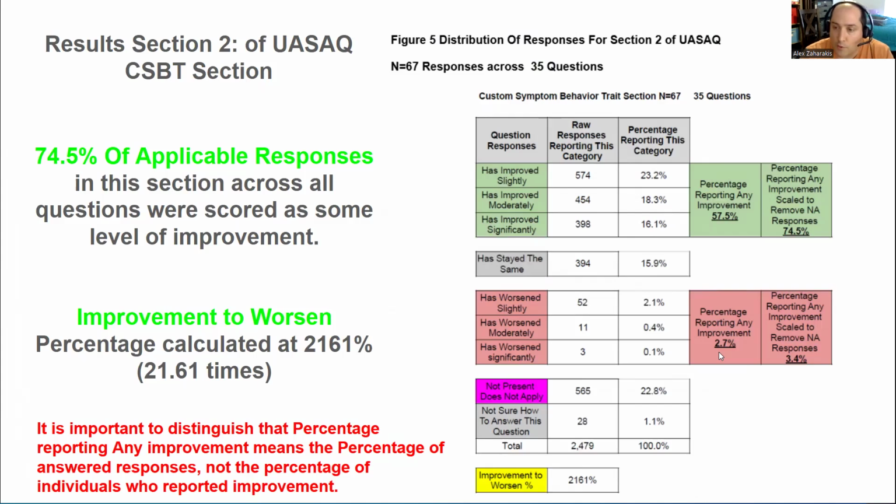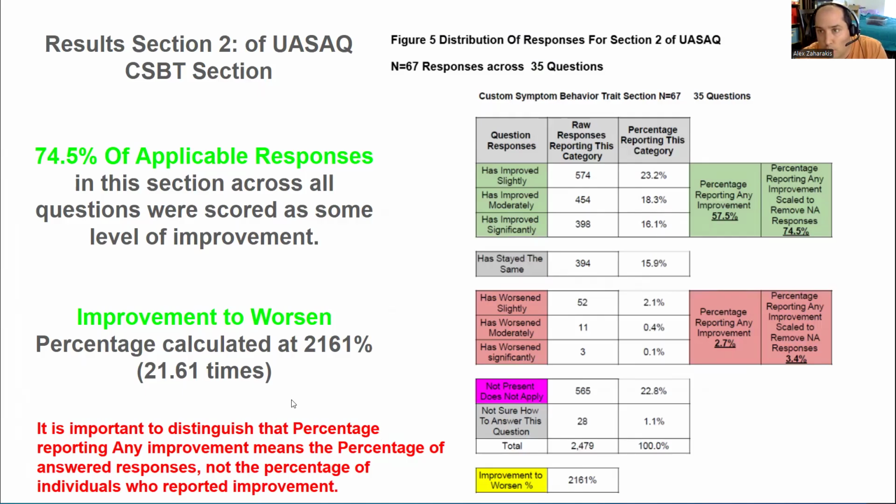They'll pull all the questions together. Only about 3% of the question responses ever indicated there was any worsening, about 16% indicating that there's no change at all. Improvement to worsening ratio factor of 21. We're going to dig a little deeper.